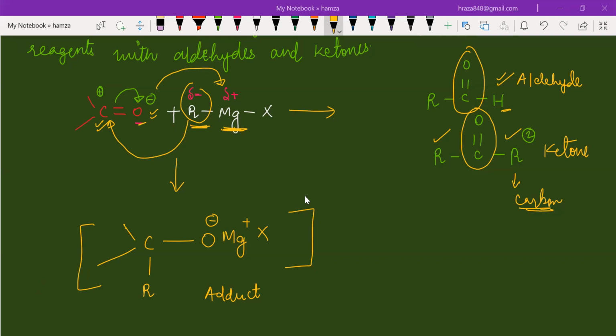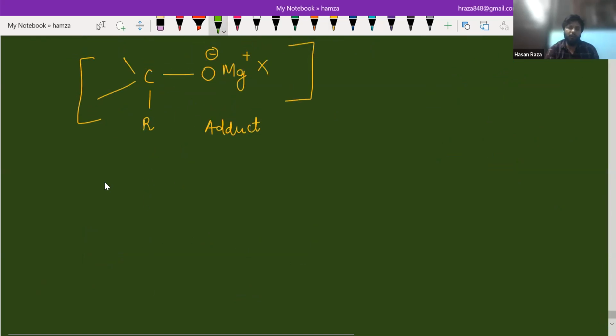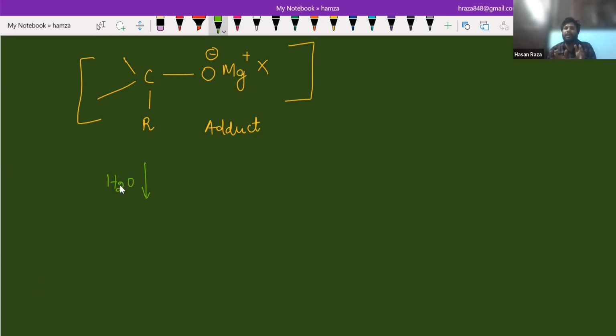Yes, sir. Now the second step, in the second step, we do hydrolysis. What does hydrolysis mean? Basically it's very simple. You are going to add water. Water has two parts, H plus and OH minus. Again the same process. This H plus will go to the negative part because positive will be attracted by negative and negative will be attracted by positive. So what we will get, see, R this, then O minus.